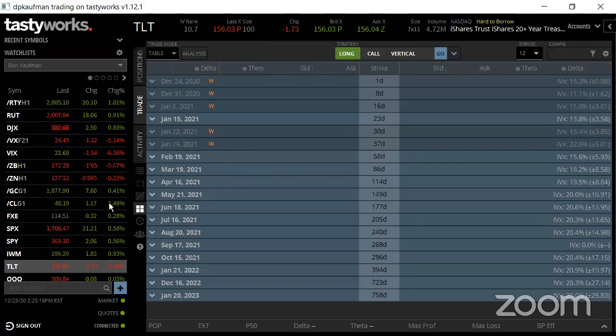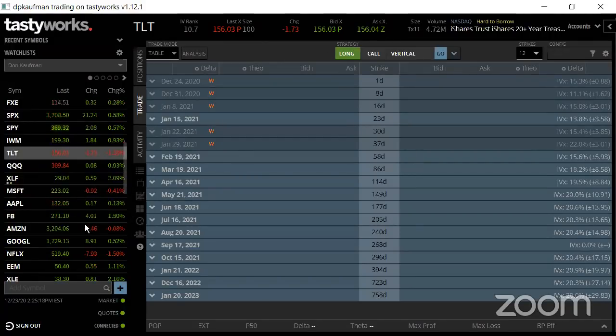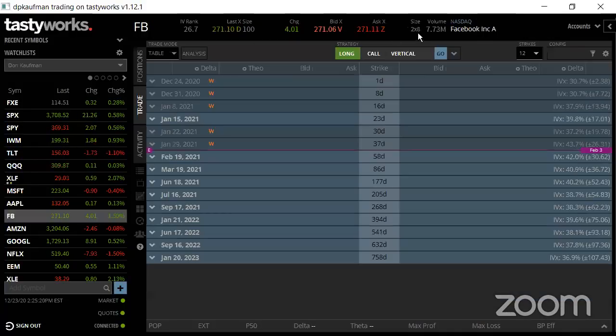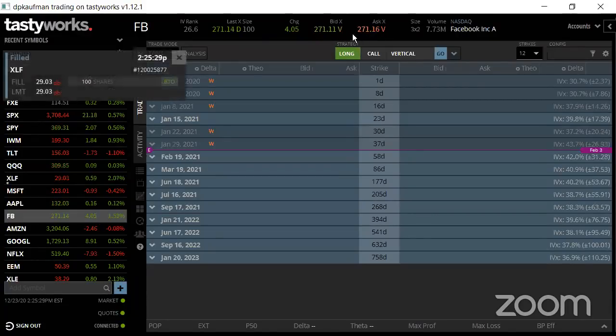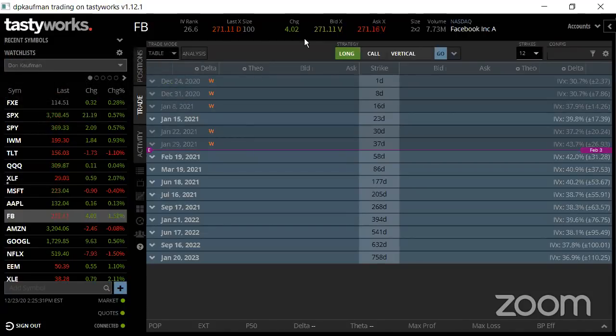Anyway, in putting yourself in a position that's less liquid, you look at Facebook here, the bid offer spread in Facebook, it's a $270 product, right? This has a little bit of room. So fun stuff. I was actually buying and selling XLF in the background. There was my fill. But in Facebook, there's a little bit of give and take in the bid offer spread. We could go out and trade that.